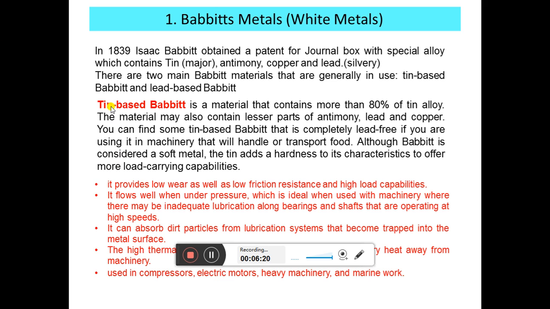It also flows well under pressure. Under pressure it has a moderate flow rate, which is ideal for machineries where there may be inadequate lubrication between bearing and shaft, operating at high speed. Here it is self lubricating.